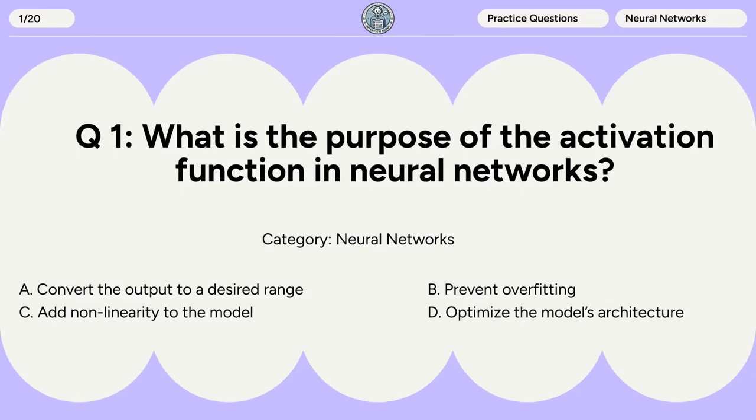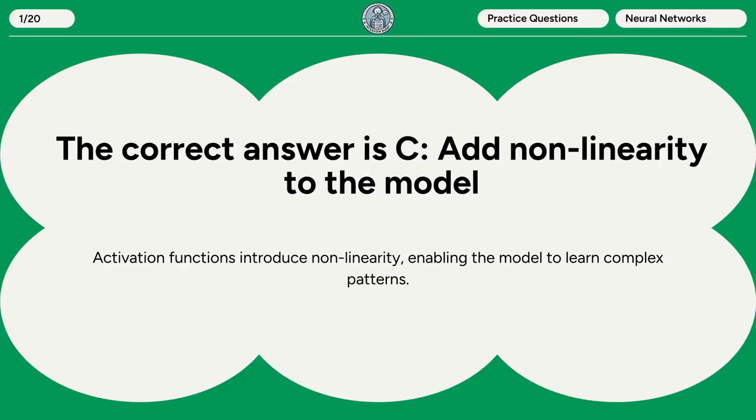Question 1. What is the purpose of the activation function in neural networks? A. Convert the output to a desired range. B. Prevent overfitting. C. Add nonlinearity to the model. D. Optimize the model's architecture. The correct answer is C. Add nonlinearity to the model. Activation functions introduce nonlinearity, enabling the model to learn complex patterns.